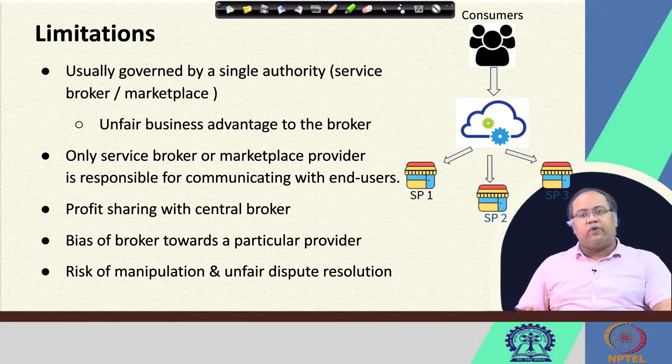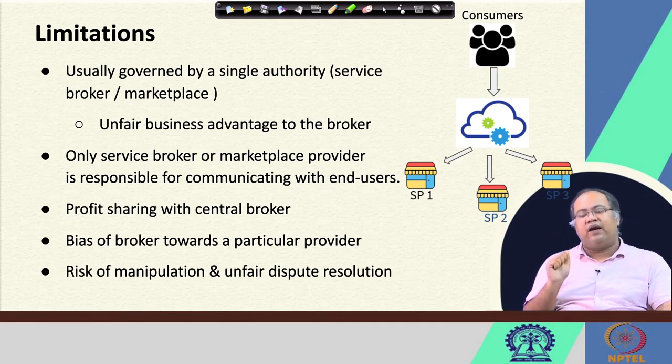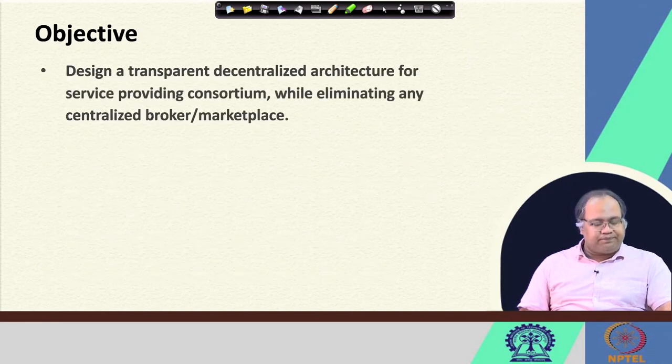Then only the service broker or the marketplace provider is responsible for communicating with the end user. The sellers need to share their profit with the central broker. As I mentioned, there can be bias of the broker towards a particular service provider or seller, and there is the risk of manipulation and unfair dispute resolution, because everything is under the control of a single party whom you are trusting to provide the service in a fair way. But what happens if that party does not provide fair access to the service?